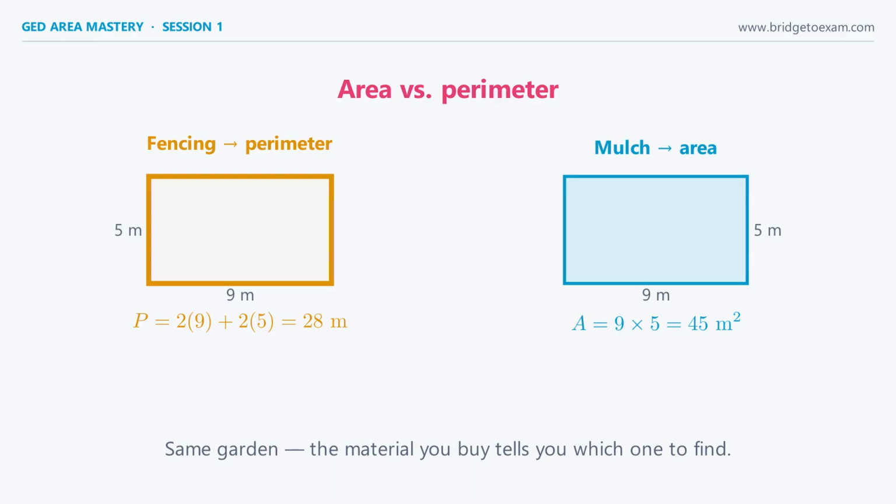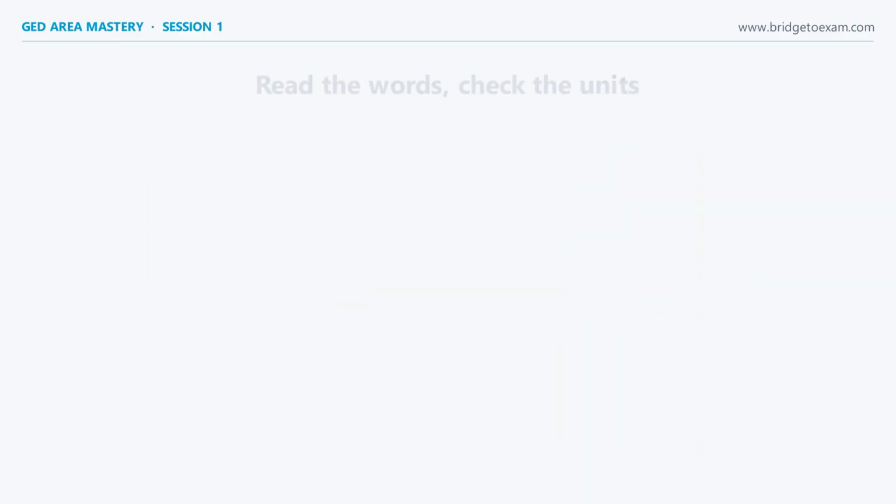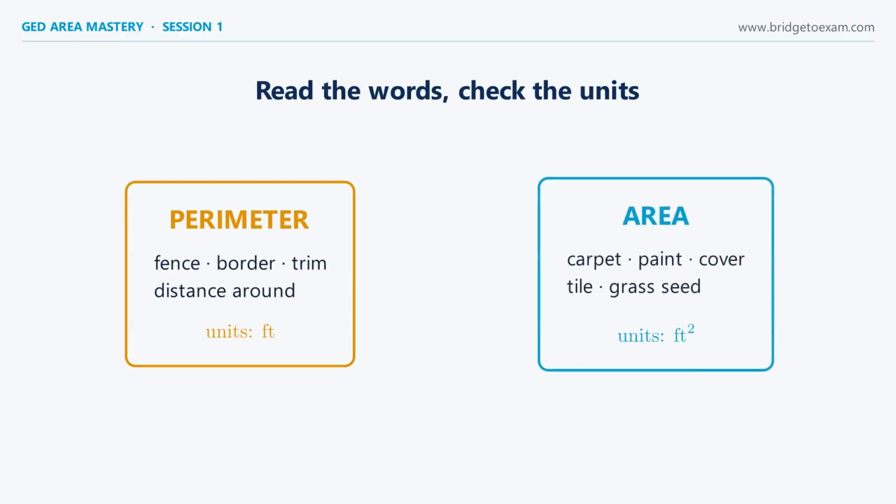Same garden, different targets. So how do you tell which one a question wants? Listen to the words. Fence, border, trim, or the distance around. That's perimeter. Carpet, paint, cover, tile, or grass seed. That's area. And check the units in the answer choices. Plain feet means perimeter. Square feet means area.